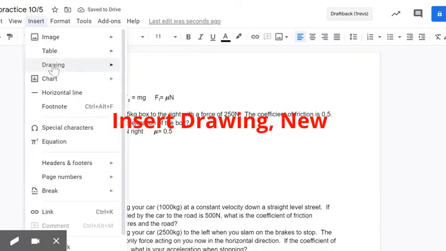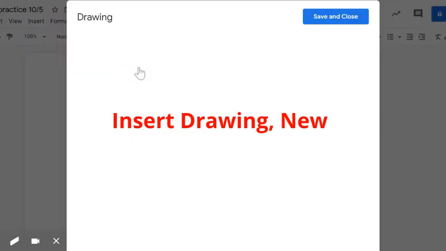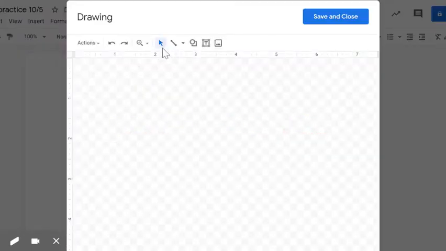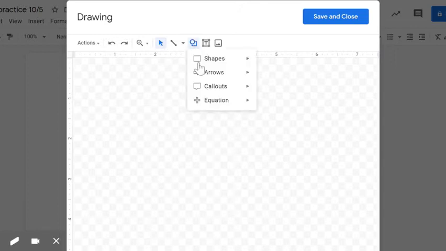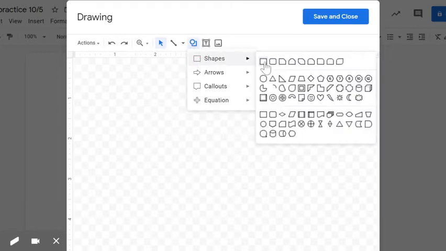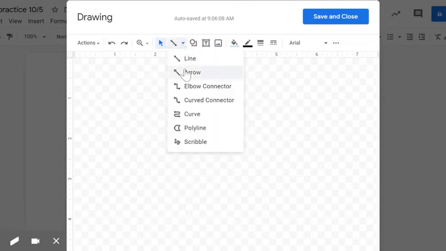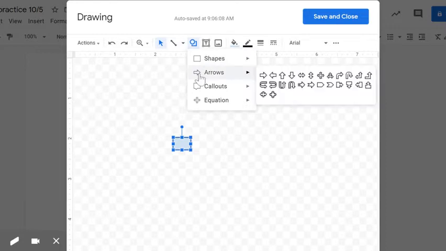Now I need a free body diagram, and to do that, I'm going to go to Insert, Drawing, New. We've always used boxes for these. So I'm going to put in a box. So here is my box. I have two choices on how to put in my arrows. I can go to the line and select the arrow, or I can go into my shapes and select an arrow. They have an up, a down, a left and right.